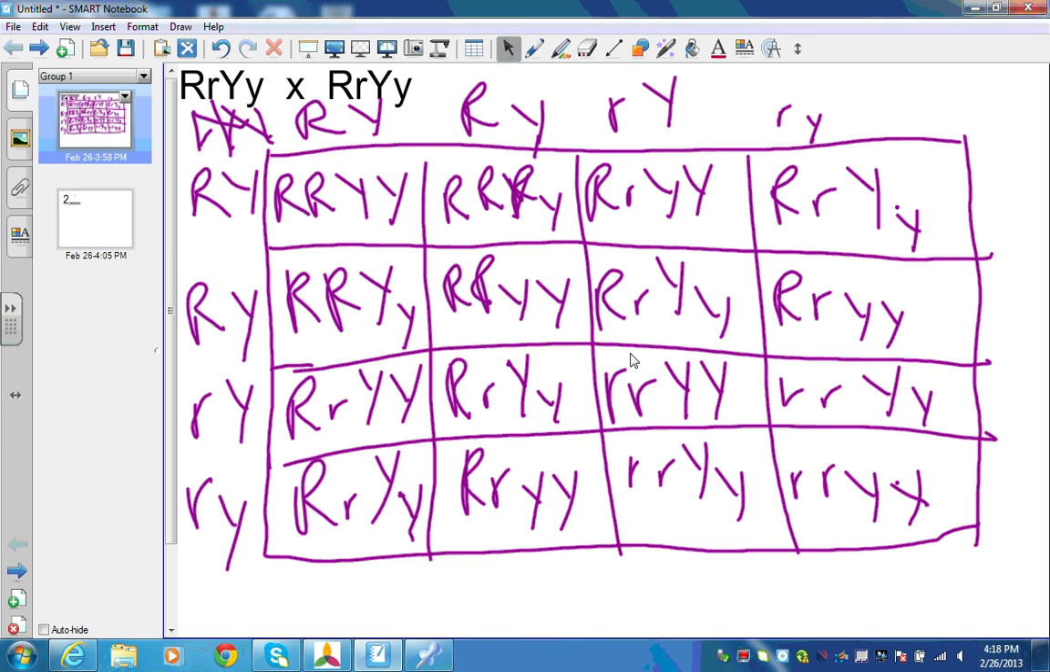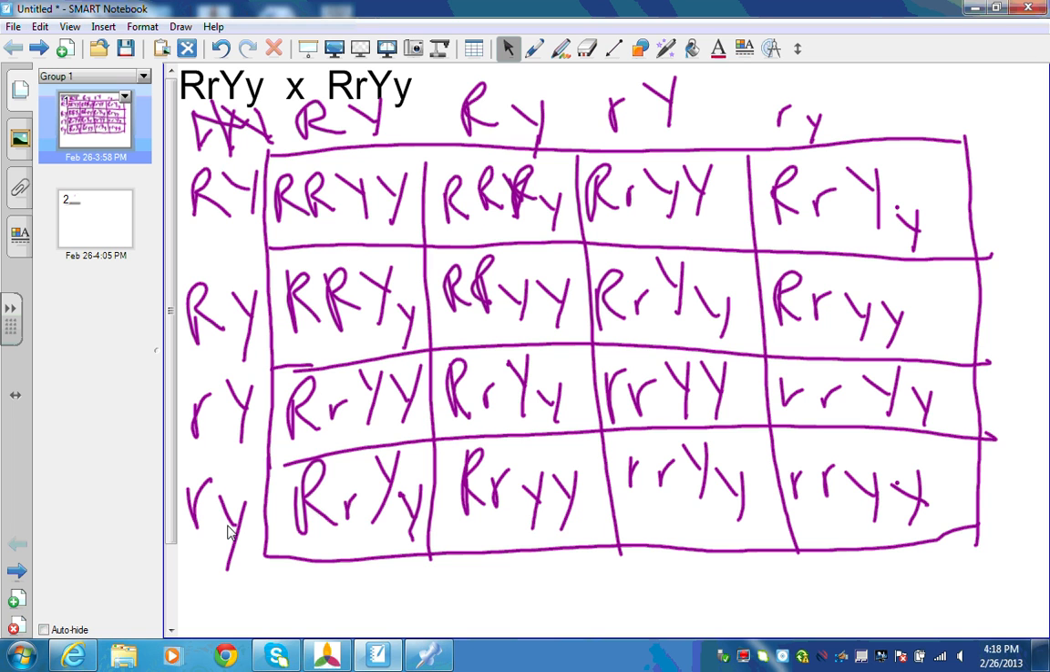Okay, so I've put their genotypes up here. This is mom, this is dad. So I put mom down this side. What I did was I took all the possible combinations of these alleles from her genotype. I said big R could potentially go with big Y, and I put that right there. Big R could potentially go with little y, and I put that there. Little r could potentially go with big Y, put that one right there. Little r could potentially go with little y, so I put that there.